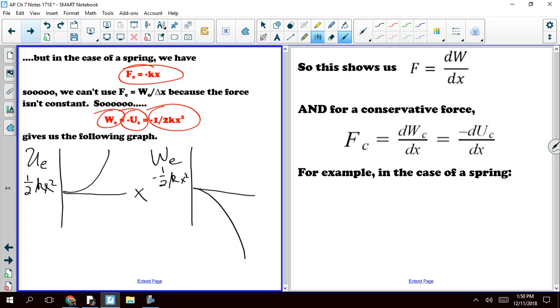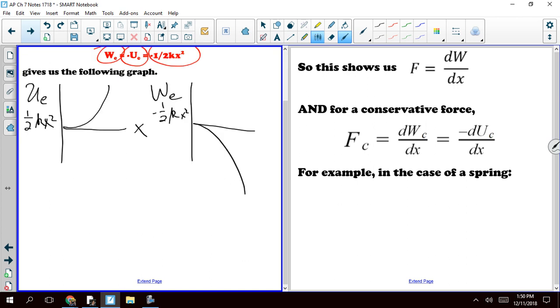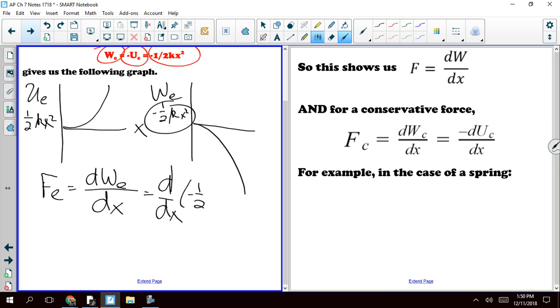All right, and so suppose I want to find the slope. Suppose I want to find the force, rather. Well, our elastic force should be the derivative of the work done by the elastic force with respect to position. So that's the derivative with respect to position of this. If you take the derivative, 2 times negative 1/2 is negative 1, and it gives you negative kx. So there's our elastic force equation.